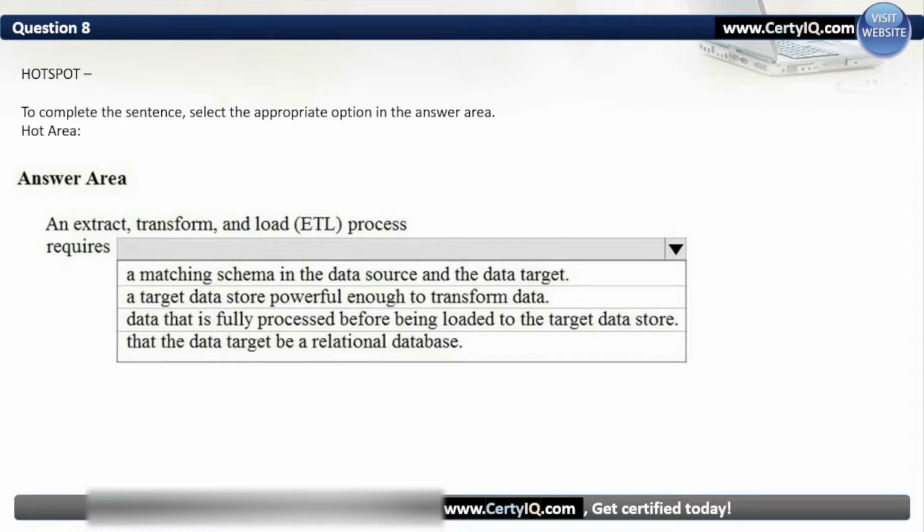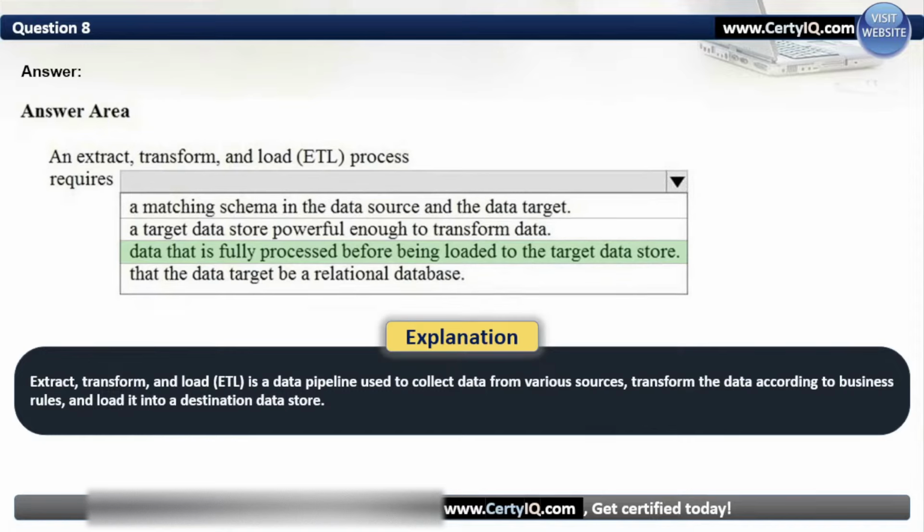The correct option is data that is fully processed before being loaded to the target data store. Extract, transform, and load is a data pipeline used to collect data from various sources, transform the data according to business rules, and load it into a destination data store.